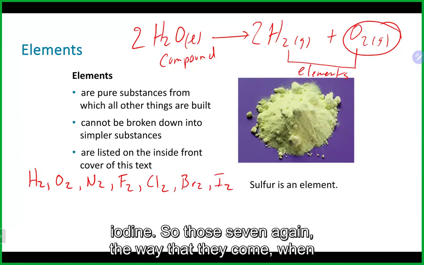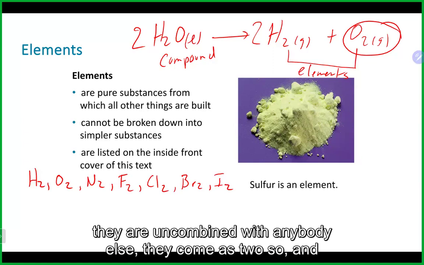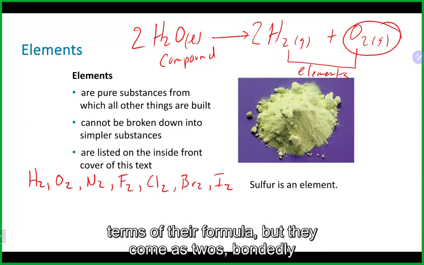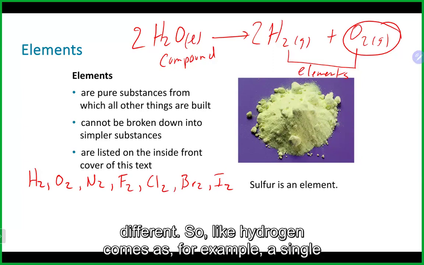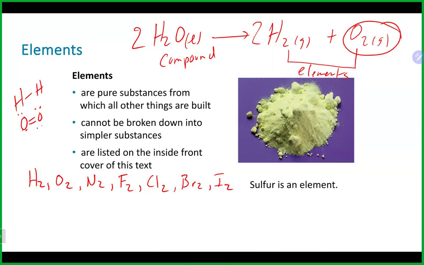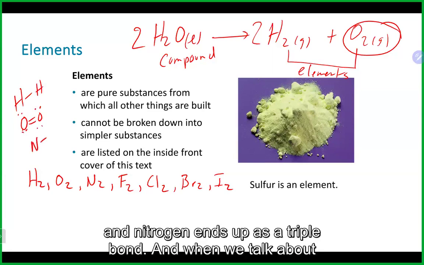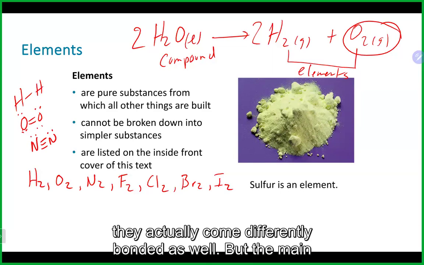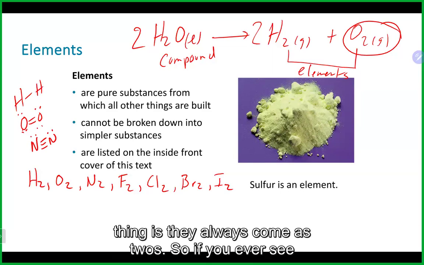So those 7, again, the way that they come, when they are uncombined with anybody else, they come as 2s. And they also come as 2s bondedly different. Not that it's necessarily that important in terms of their formula, but like hydrogen comes as, for example, a single bond. Oxygen actually ends up as a double bond, and nitrogen ends up as a triple bond. And when we talk about bonding, we'll talk about why that all ends up that way. But they actually come differently bonded as well. But the main thing is they always come as 2s.